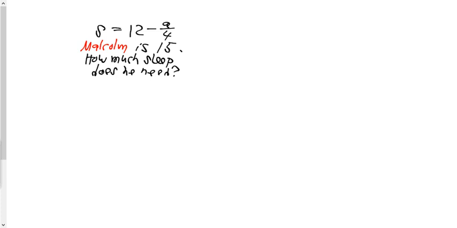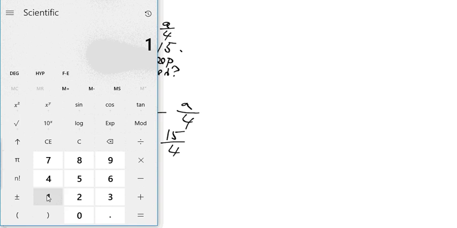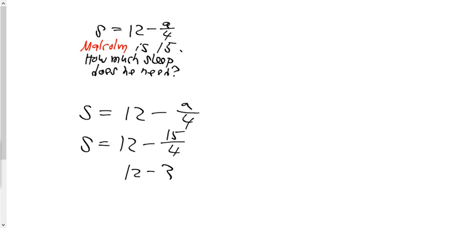So what we're going to do is we're simply going to take our formula and write it out. We're going to substitute the age of Malcolm into our formula where it says A for 15. We're going to simplify that 15 divided by 4, and we're going to get 3.75. And 12 minus 3.75 is 8.25. And the question is, how much sleep does he need?